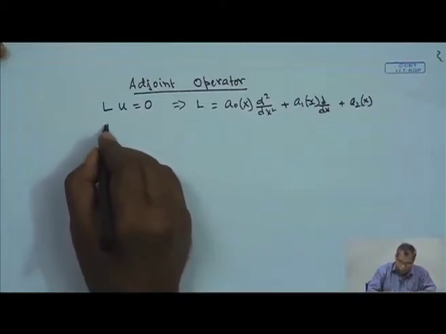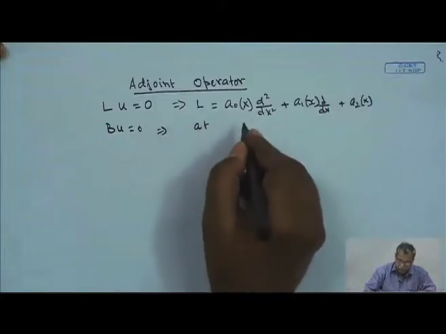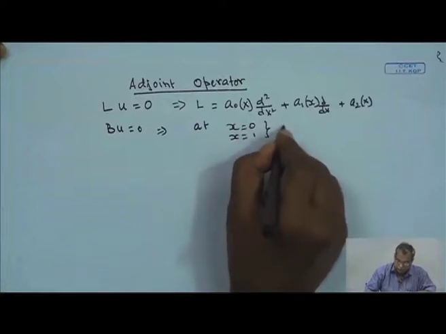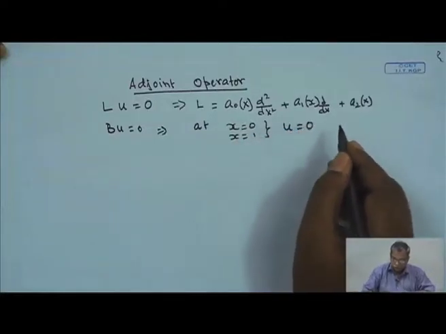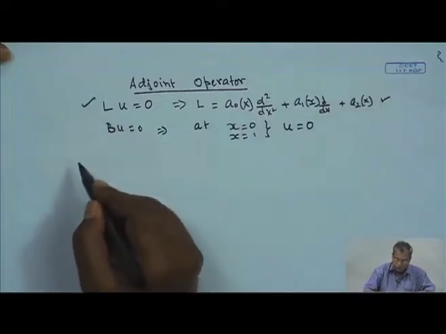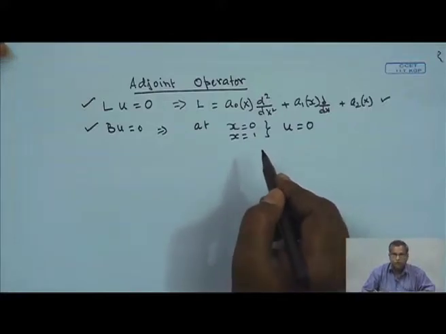And let us look into the boundary conditions of this operator. Let's say they are homogeneous, so at x equal to 0 and at x equal to 1, u is equal to 0. So Lu equal to 0 defines the problem, and Bu equal to 0 defines the boundary conditions. The boundary conditions are homogeneous, and as we have discussed, if the boundary conditions are homogeneous, then the problem is posed as an eigenvalue problem. So let us find out what the adjoint operator is for this operator L.